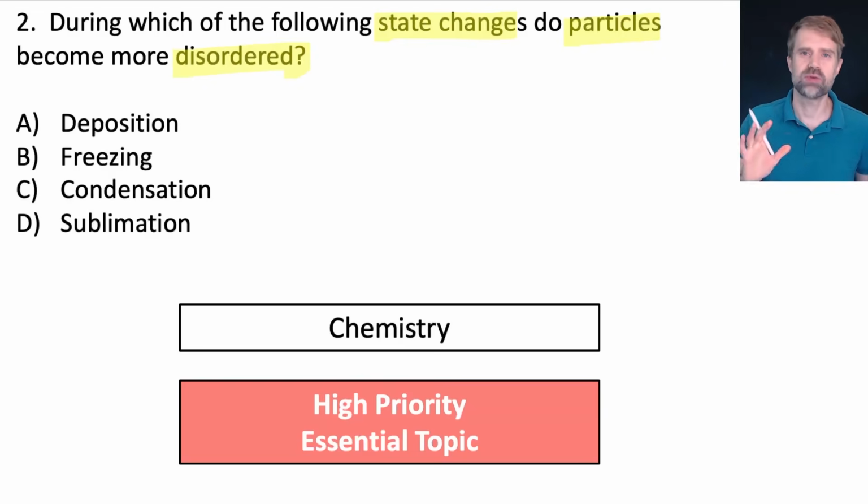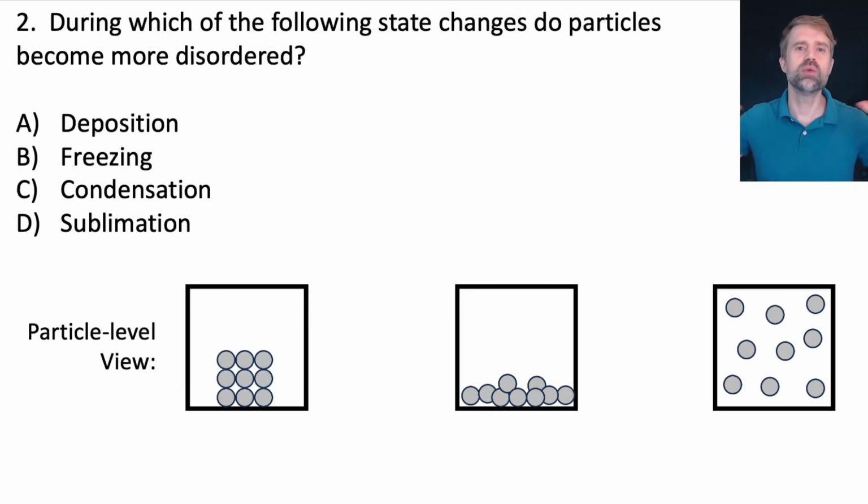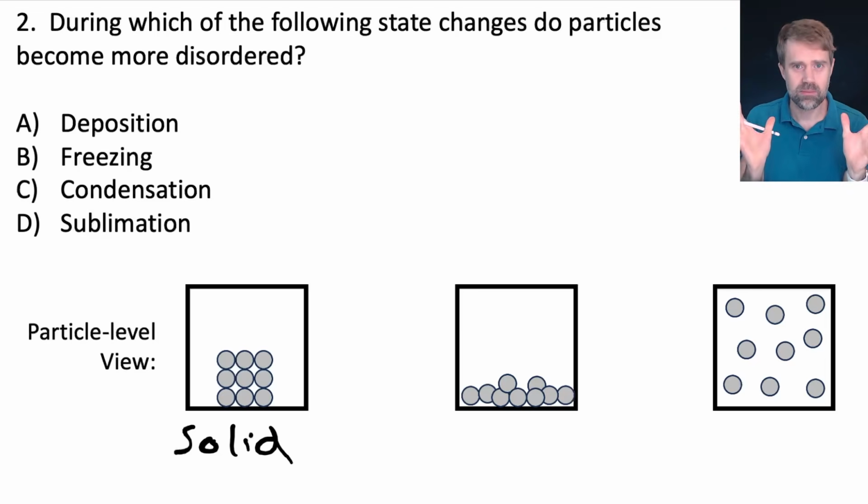So first, let's focus on particles. If you could zoom in on anything, you'd see that it's made of tiny little particles. Now, the particles are arranged differently in stuff depending on whether it is solid, liquid, or gas. Okay? We have three views here. And if you looked at the particles in a solid, they would look like this, all neatly lined up.